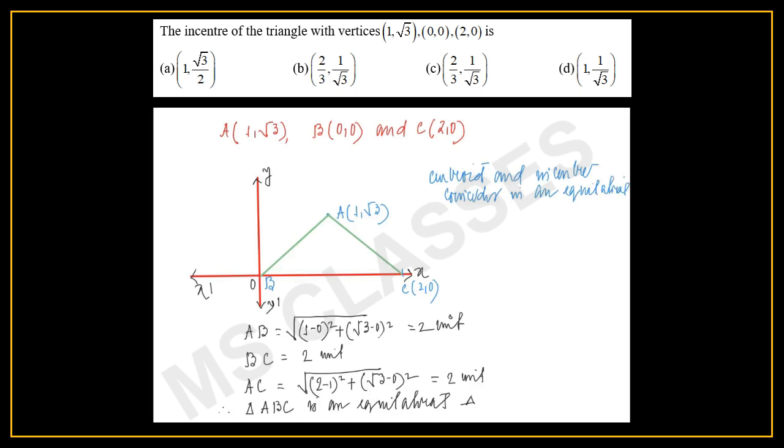In an equilateral triangle. And here is an equilateral triangle. So here we can find the centroid as (1 plus 0 plus 2)/3, comma, (0 plus root 3 plus 0)/3. This gives us (1, 1 by root 3), which is equidistant.